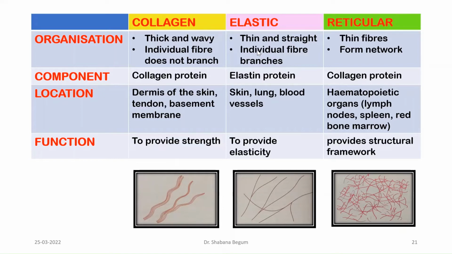The elastic fibers, on the other hand, are thin, straight, and are composed of the elastin protein. It is present in the skin, lung, blood vessels, etc., and it provides elasticity. The reticular fibers form networks and form the structural framework of organs like the lymph nodes, spleen, bone marrow, etc.